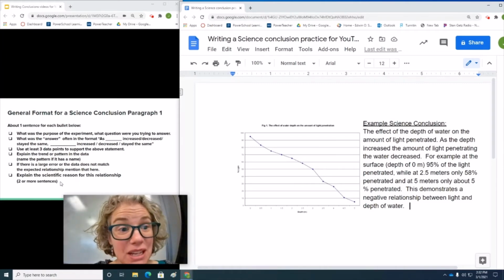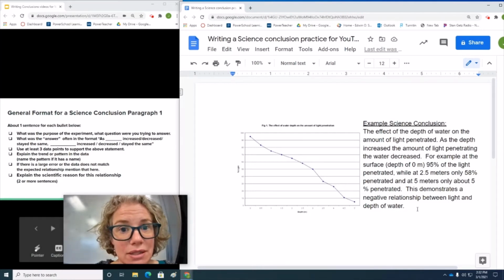Now, I put this in bold because it's often what kids skip and it's worth a lot of points. It really demonstrates to the teacher that you understand why things are happening. So it's really important that you spend quite a bit of time thinking about this, okay, and doing a good job. And it really needs to be 2 or more sentences.